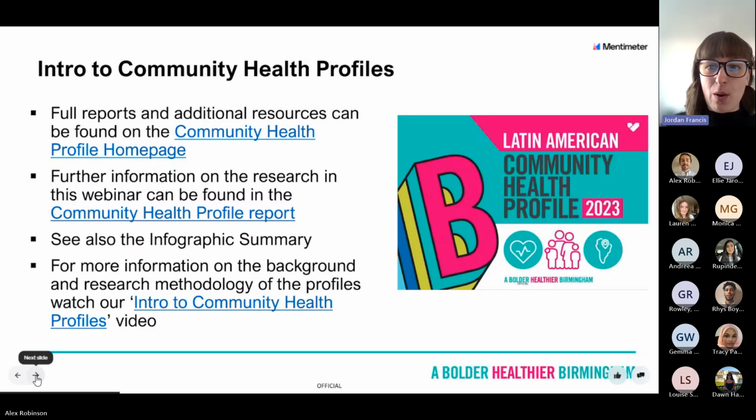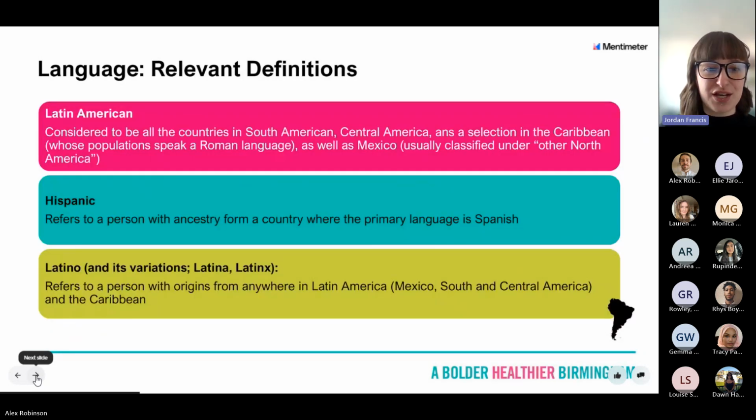So that was a little bit of an overview of what the profiles are and where the information that we're talking about today is from. I'm just going to cover some of the language that is included in the profiles and which populations this refers to, as the Latin American population, as you can imagine, is quite large and is referred to in multiple slightly different ways. So whenever you see these terms in the profiles, this is generally what it's referring to. For the most part, the profile refers to the Latin American population, which summarises all countries in South America, Central America, and a selection of Caribbean countries that speak a Romance language. We'll cover which specific countries this is in a minute, as well as Mexico, which under a lot of data sources is often classified under other North America.